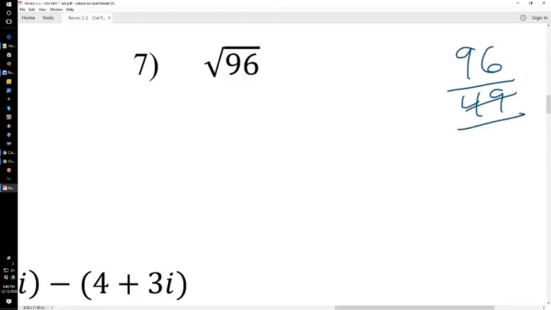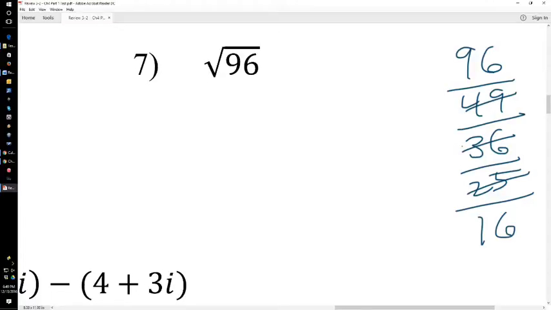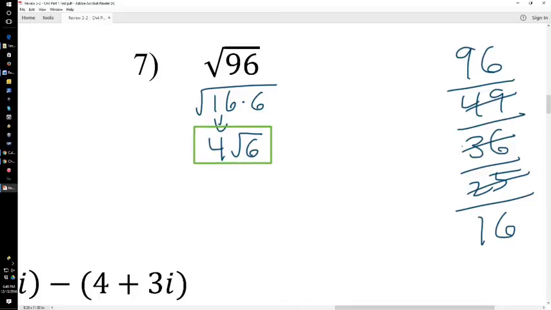Okay, so 49 doesn't work. Then try 36. Yeah, that one doesn't work. Divide by 25. I know 25 doesn't work. And keep on going down until we get to 16. 16 actually works. So 96 is the square root of 16 times 6. And since we can take the square root of the 16, it becomes a 4. And the 6 is left over. So the square root of 96 reduces down to 4 times the square root of 6.